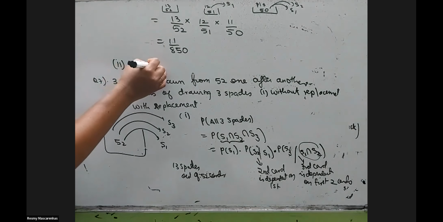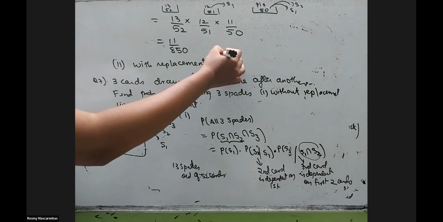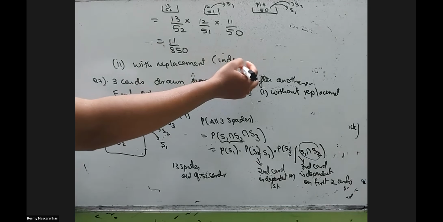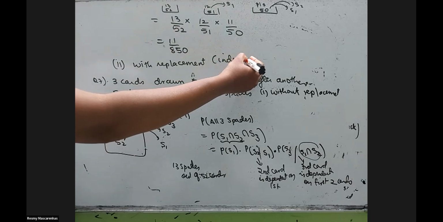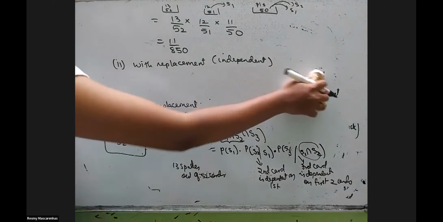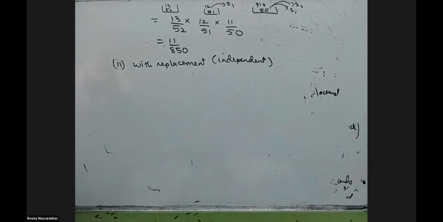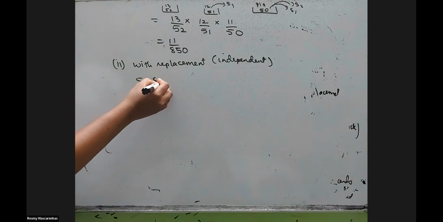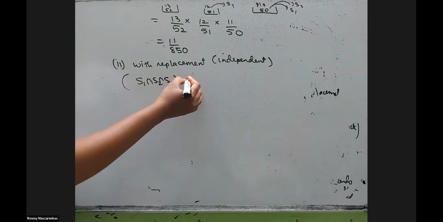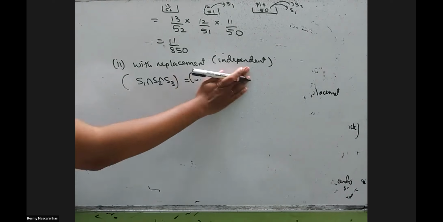Second point is with replacement. With replacement means they are independent events. The first one is not dependent on the second one, or the second is not dependent on the first. You are looking and keeping it back, so it's like starting all over again for the second card also. It has nothing to do with the first. That's why they are called independent. If they are independent, they will be all separate directly. Probability is there.